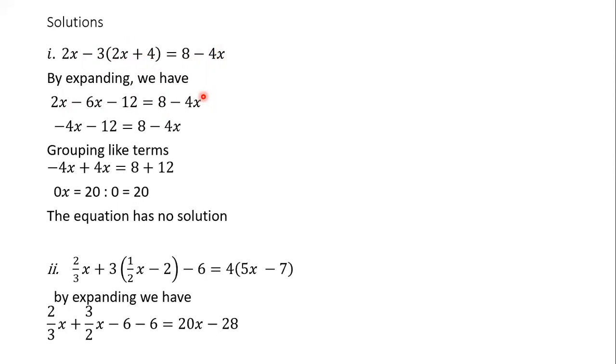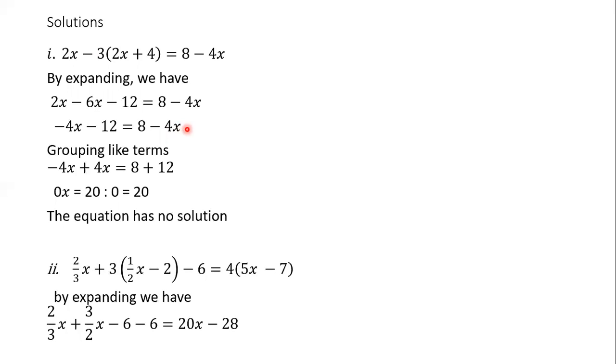So now no more brackets, so we can further simplify the left side. We have the like terms 6x and 2x. So 2x minus 6x becomes minus 4x, now minus 12, equal to 8 minus 4x.